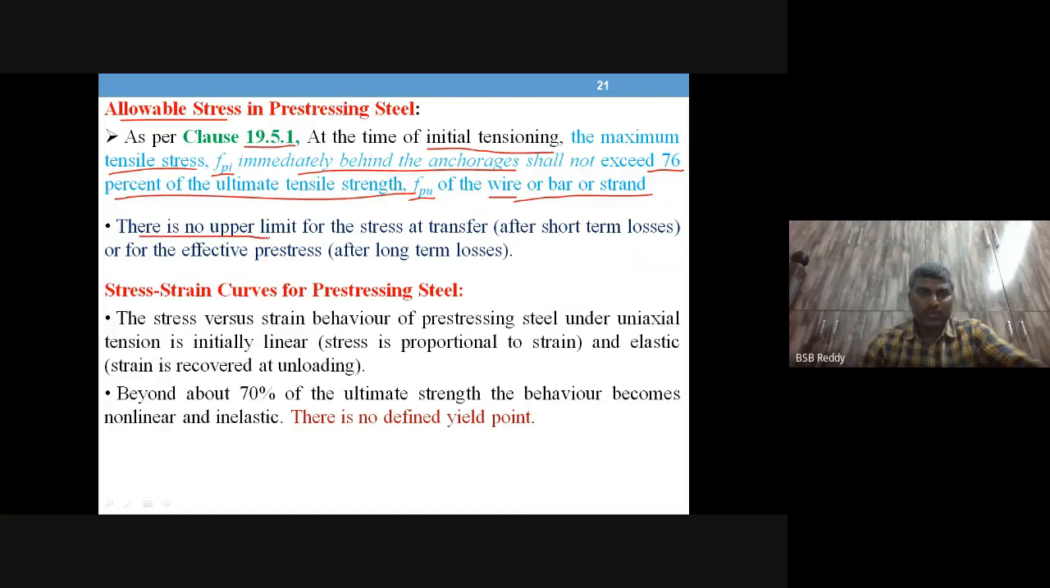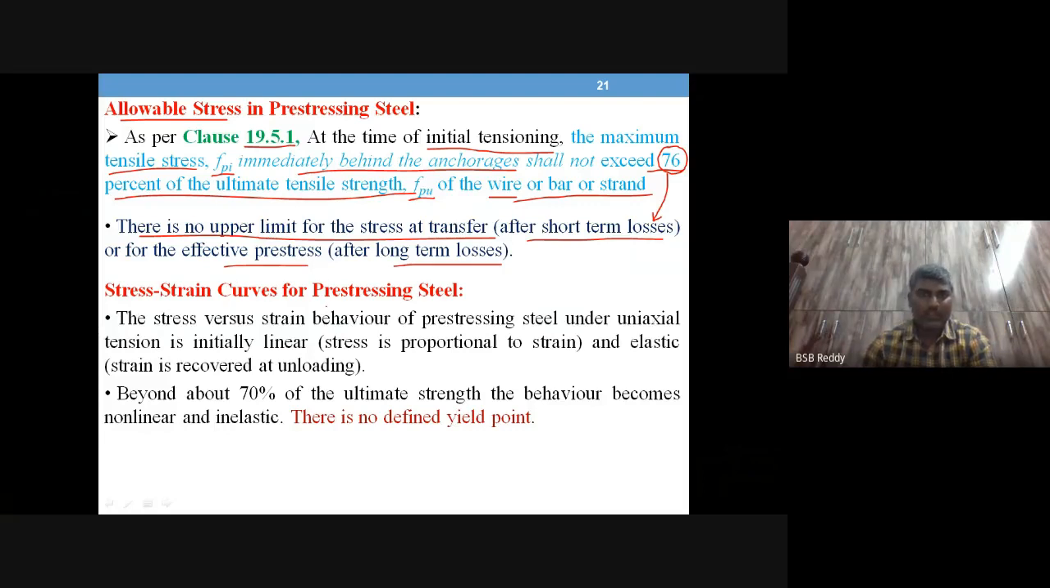And there is no upper limit for stress at transfer, means after short-term losses, or for the effective pre-stress after long-term losses. Okay, so no upper limit. The limit is only kept on the initial pre-stress, because anyhow the value is going to be less than this ultimately, because you are going to have losses. Okay, so there is no upper limit kept on the stress in steel at transfer, right?